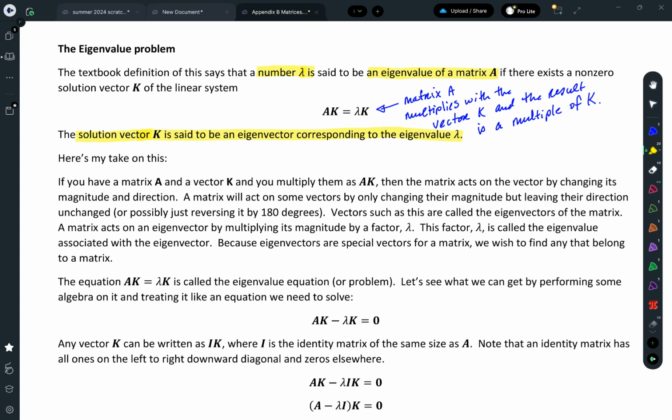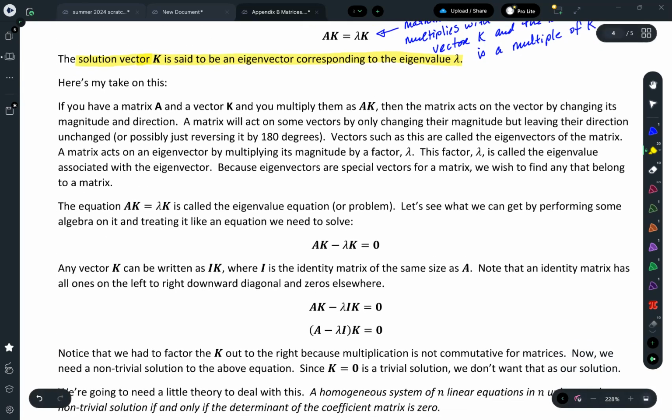I've already talked about this a little bit, but here it is written. If you have a matrix A and a vector k, and you multiply them as A times k, then the matrix acts on the vector by changing its magnitude, that's how long it is, and its direction. A matrix will act on some vectors by only changing their magnitude, but leaving their direction unchanged, or maybe just reversing it by 180 degrees. Vectors such as this are called the eigenvectors of the matrix. A matrix acts on an eigenvector by multiplying its magnitude by a factor, lambda. This factor lambda is called the eigenvalue associated with the eigenvector. Because eigenvectors are special vectors for a matrix, we wish to find any that belong to a matrix.